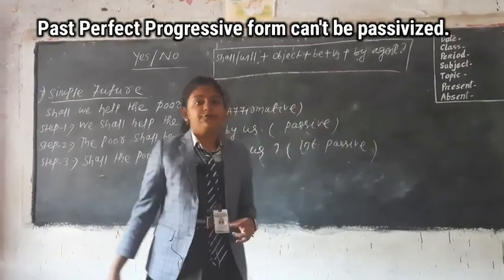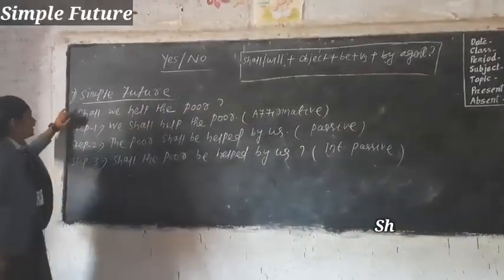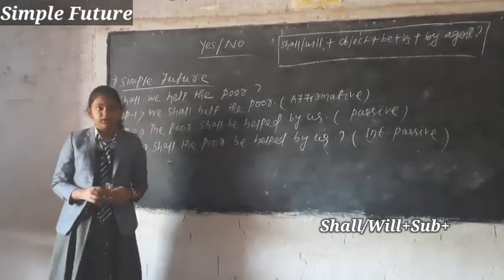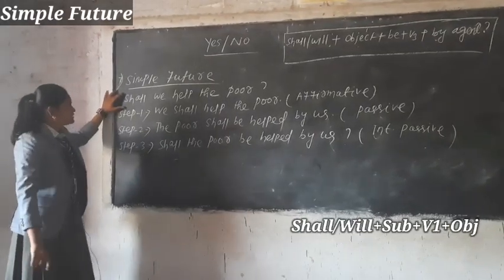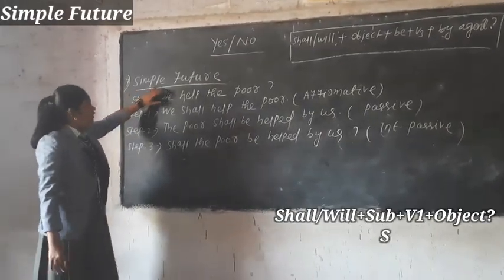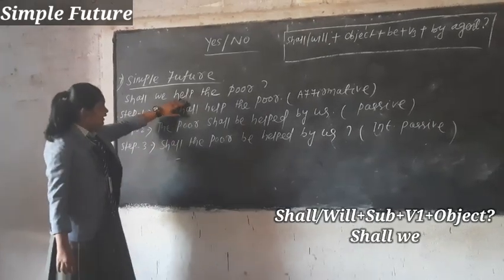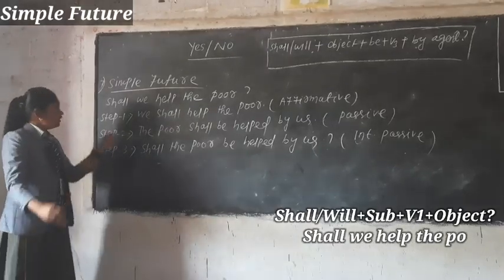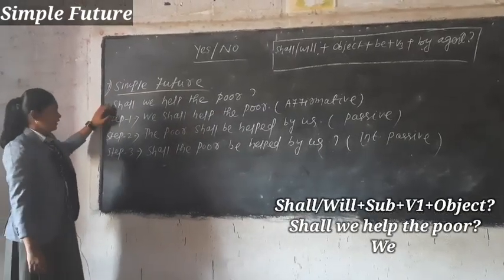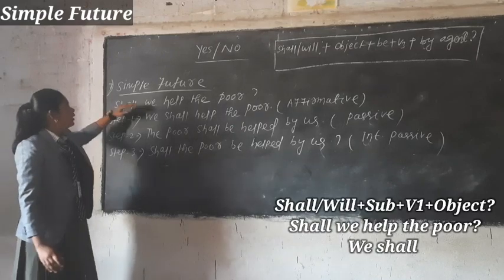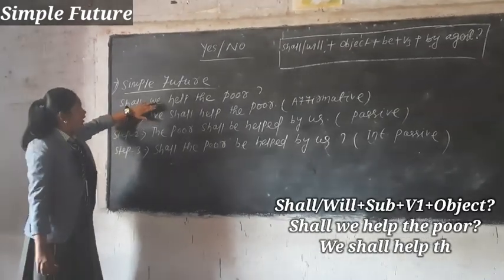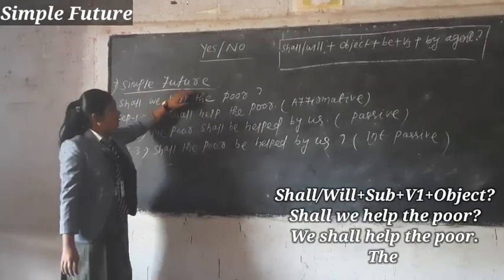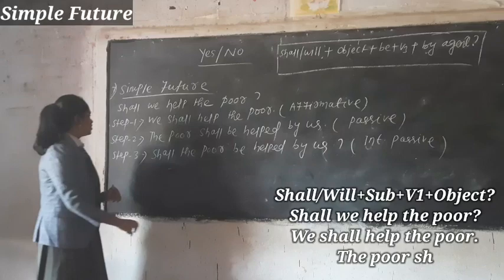Next, come to simple future tense. In active voice, let us take an example. Shall we help the poor? Here shall is the auxiliary verb, we is the subject, help is the main verb, the poor is the object. So the structure of active voice will become shall, or will can also be used here, plus subject plus verb, the verb 1 form, and the object.